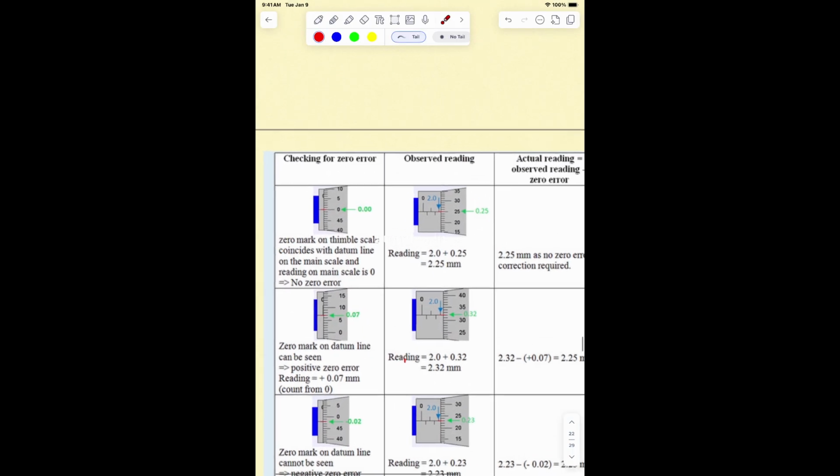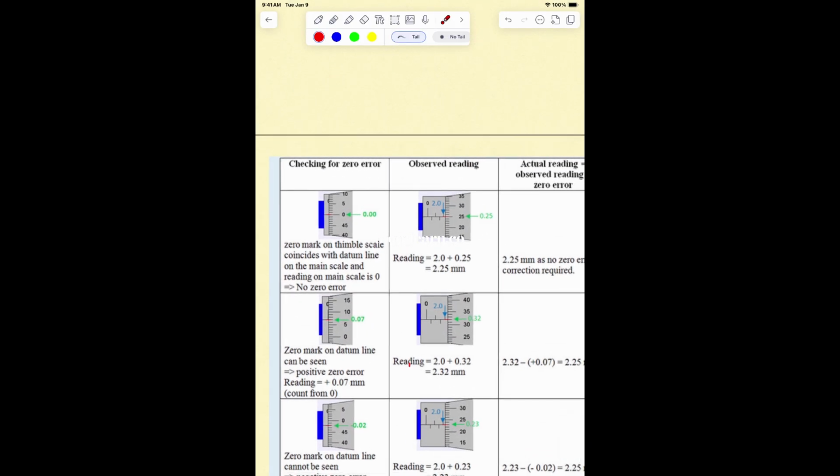Now let me show you an example. In this case, the circular scale contains 50 divisions, because it goes from 0 to 50, and the main scale has 0.5 mm divisions. From here to here it is 0.5, another 0.5, another 0.5. Therefore, you would find graduations on the main scale both up and down. The center line is called the reference line.